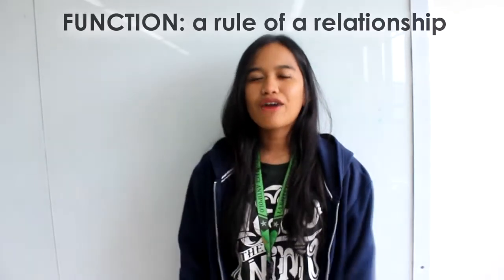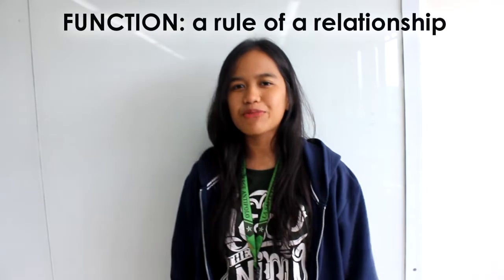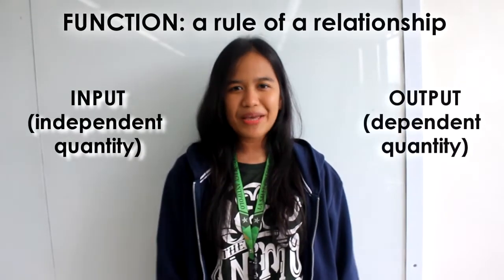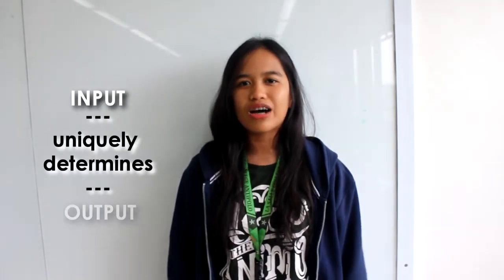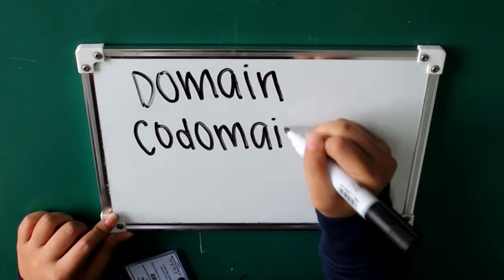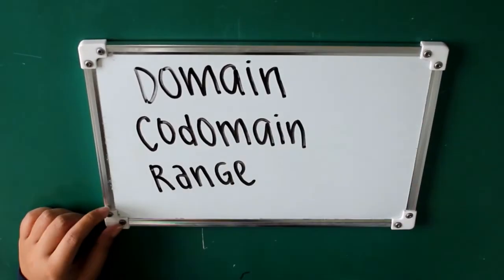Hi, I'm Zarina, and let's talk about functions. A function is a relationship between an input, the independent quantity, and an output, the dependent quantity, in which each input value uniquely determines one output value. Domain: set of inputs. Codomain: set of all possible outputs. Range: set of outputs.